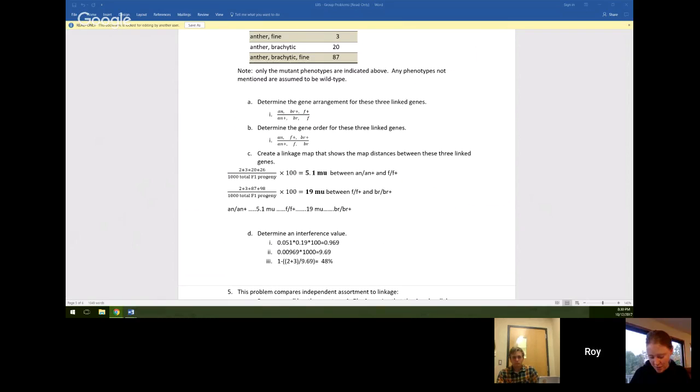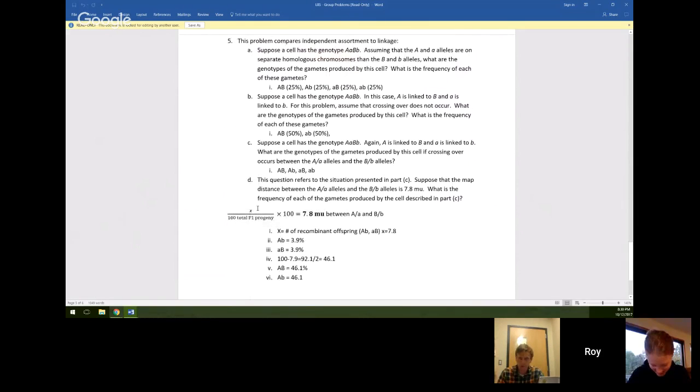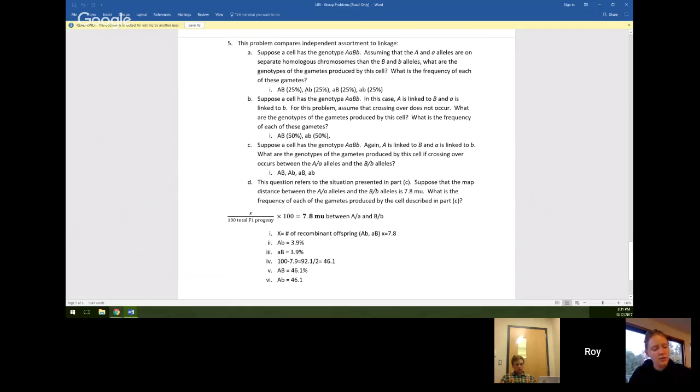Cool. That leaves me with my section, number 5. This was a little bit more difficult problem, especially this last one. I'll go through that. Part A just pretty much is asking us to take the 2 sides and do an independent assortment and see what kind of alleles are coming out of that. And that's going to be 25% capital A capital B, 25% capital A lowercase b, 25% lowercase a capital B, and lowercase a lowercase b, 25%.